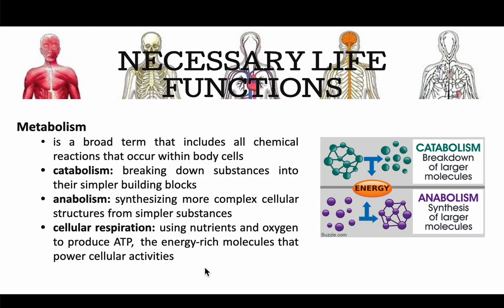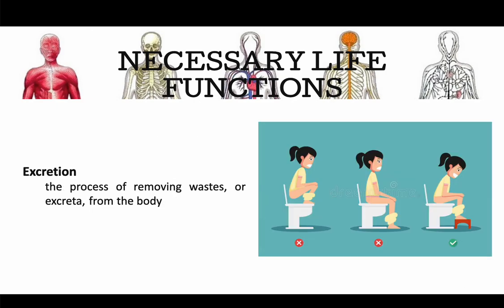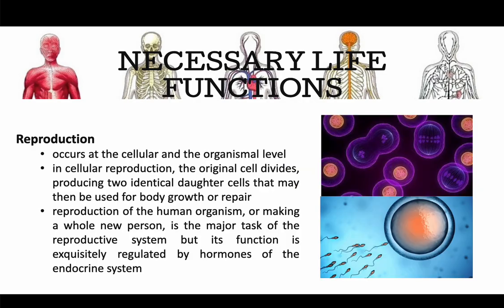So again, don't forget catabolism, that's breakdown of your larger molecules, and anabolism, that's synthesis of larger molecules. So excretion. Excretion is the process of removing waste or excreta from the body. So that's self-explanatory. Reproduction. So reproduction, they occur at the cellular and organismal level.